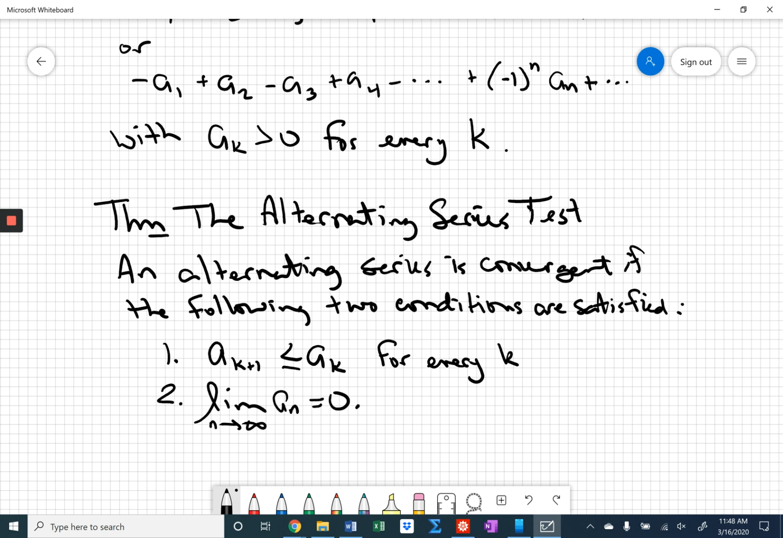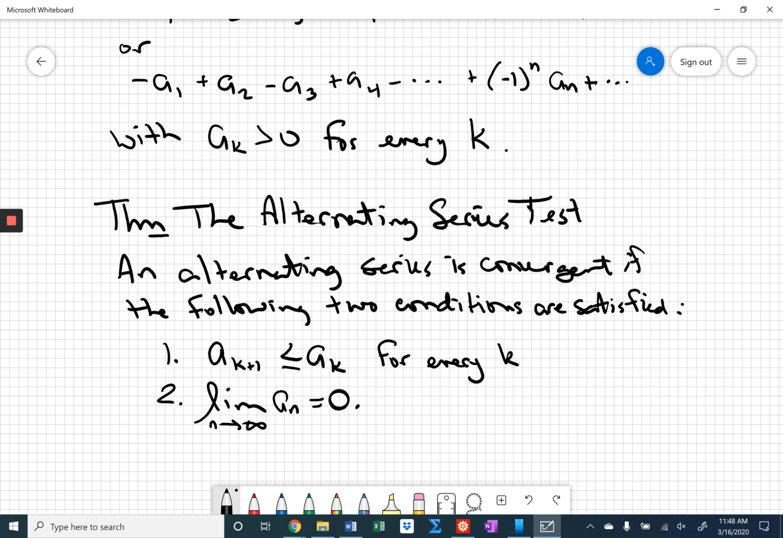So essentially what we need to have happen here is we need the terms of the series to be decreasing and approaching zero. If those two things are met, then the alternating series will converge. If either one of those is not true, then the alternating series will diverge.